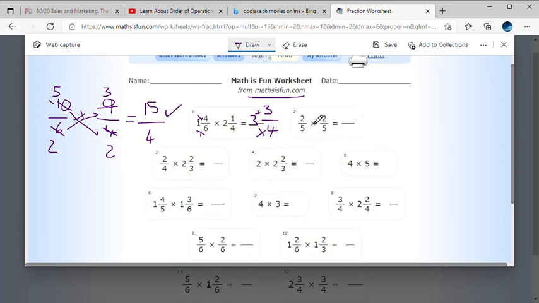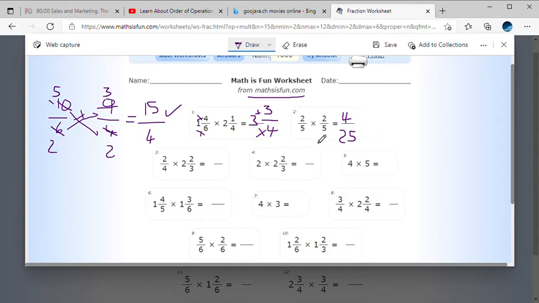In number 2, we can simply multiply across because we're not dealing with any mixed fractions. So it's 2 times 2, which is 4, and 5 times 5, which is 25. We can leave this answer here because it cannot be simplified.